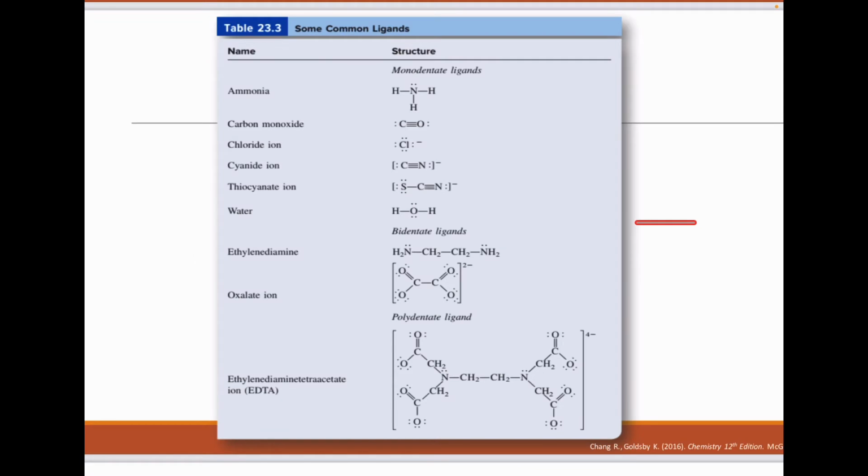This is the table of some common ligands. This is an example of monodentate ligands, meaning that they have only one Lewis base site. So this is an example of monodentate ligands. Bidentate ligands have 2 Lewis base sites. And this is an example of polydentate ligands, with more than 2.